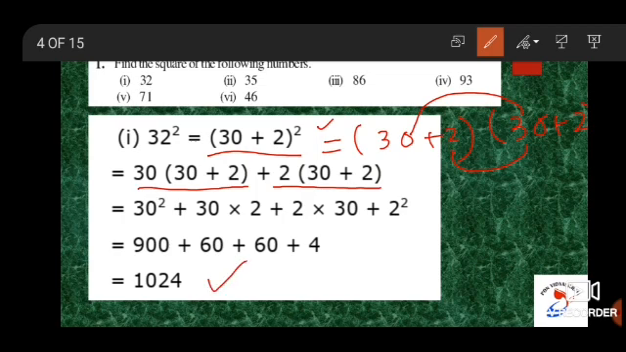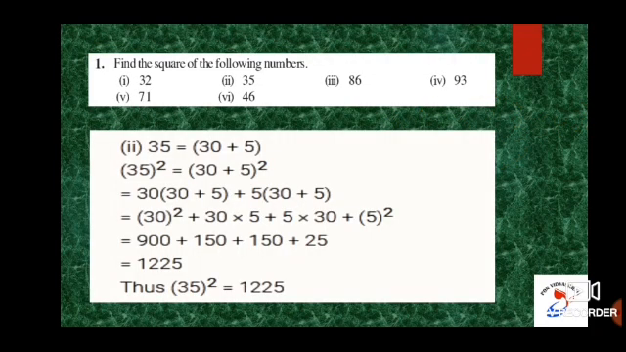So we have completed this problem by using the method of distributive property. If you want, you can also multiply 32 into 32, you will get the same answer. We will move on to the next problem.